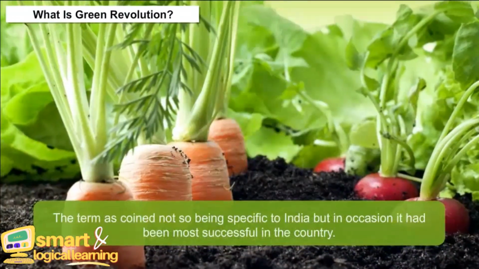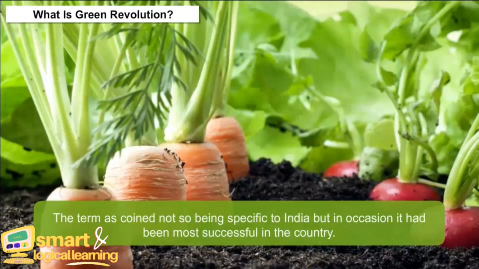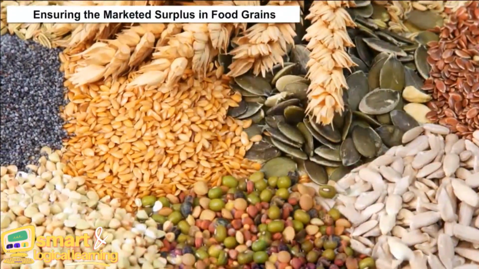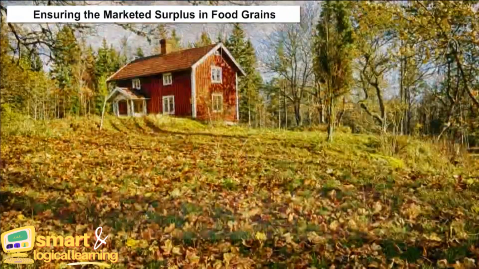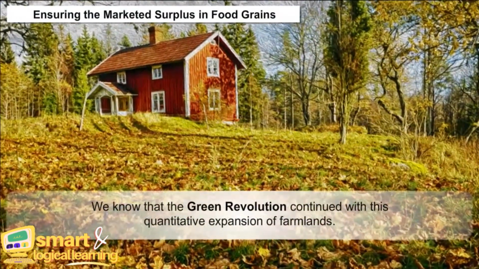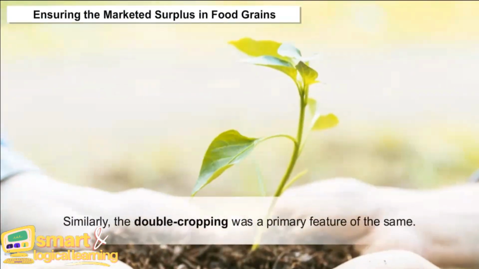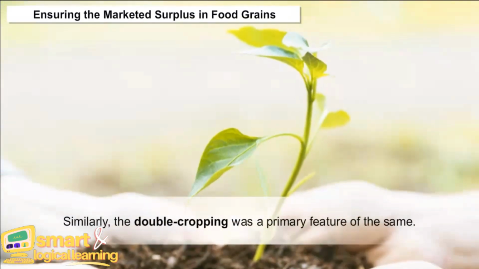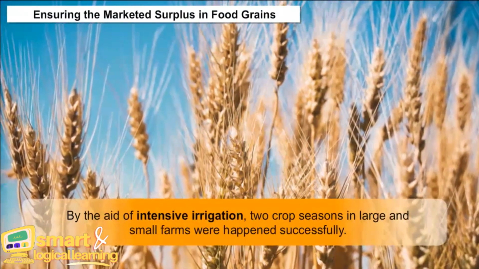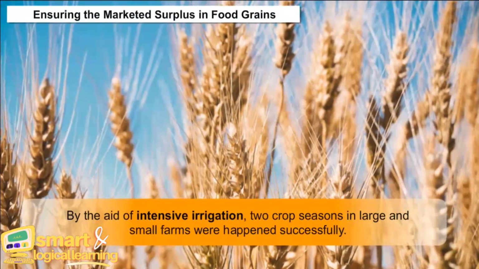The term was not coined specifically for India, but on occasion it has been most successful in the country, ensuring a marketed surplus in food grains. We know that the Green Revolution continued with a quantitative expansion of farmlands. Similarly, double cropping was a primary feature of the same. With the aid of intensive irrigation, two crop seasons in large and small farms were achieved successfully.